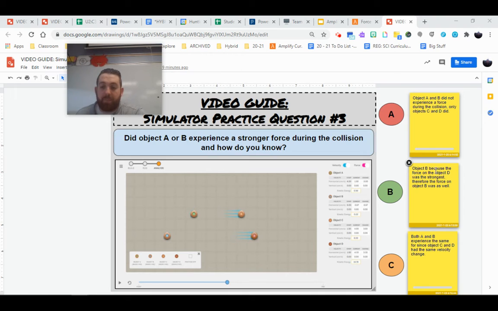Answer B: Object B, because the force on object D was the strongest, therefore the force on object B was as well. So if D had the strongest force, therefore B had the strongest force. Object A and B experienced the same force, since objects C and D had the same velocity change. Okay, so object A and B experienced the same force since C and D had nearly identical velocity changes.